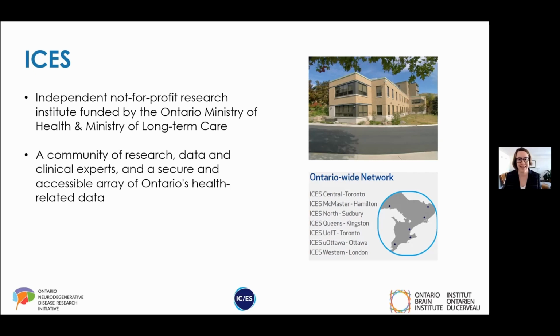So the picture you see here is our building on the grounds of Sunnybrook Hospital. Those of you who live in Toronto may have driven down the hill behind Sunnybrook to go and walk your dogs at the dog park that's down there. That's us on your left as you're driving down the hill. But we also have sites at all of Ontario's medical schools, and they're listed there.